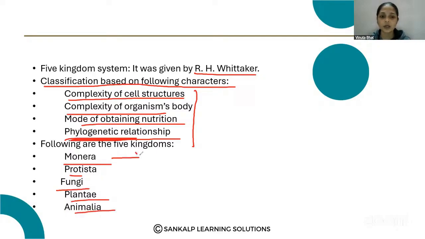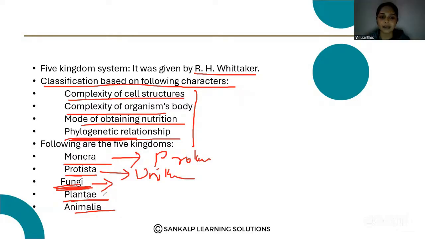He included all the unicellular prokaryotes under the Monera, and unicellular eukaryotic organisms under the Protista. Fungi are heterotrophic organisms, multicellular but without chlorophyll, and they are saprophytic. Then Plantae.